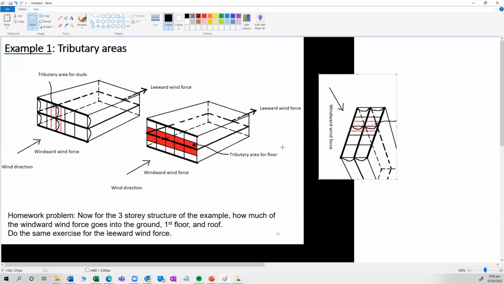So you can do the same for the windward wall and for the leeward wall. Okay, so does that make sense now? How this works? Any questions on that? No, that makes sense. Yeah. Okay. Thank you. Good.